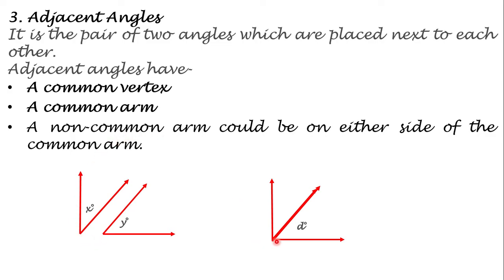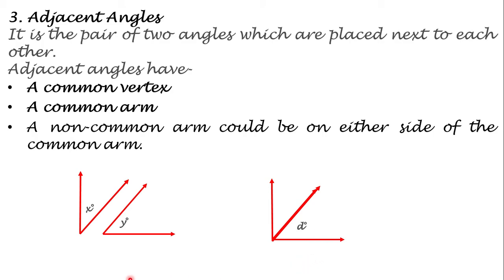Second, a common arm. It has a common arm, but this one does not contain any common arm. A non-common arm could be on either side of the common arm. So these are non-common arms. This one and this one are non-common arms, which are on both sides of the common arm. Okay. So here no condition varies to adjacent angle. But if we see this figure, it has a common vertex, this is the common vertex, this is the common arm, and non-common arms are these.